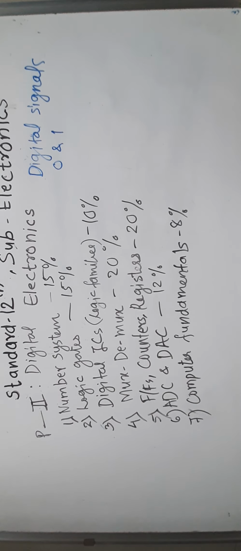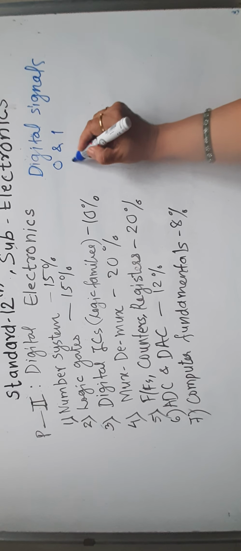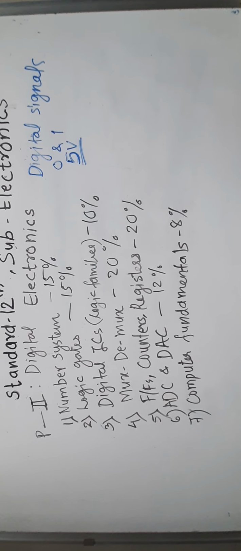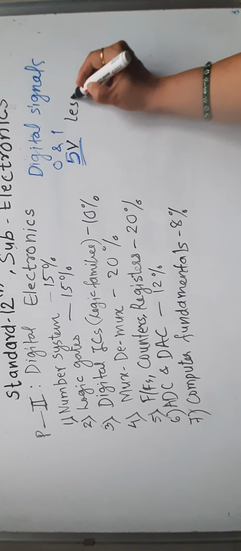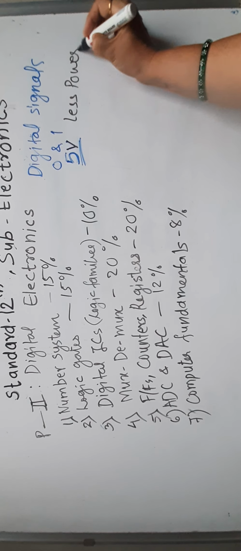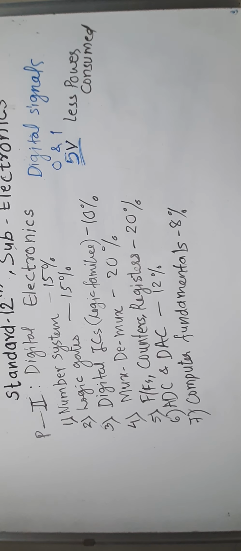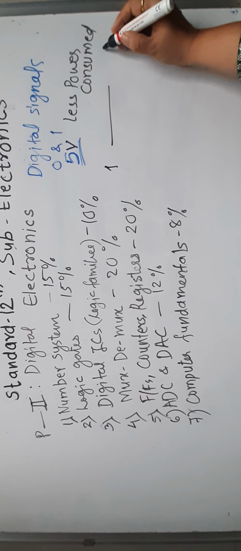Digital signals are very important because they require very low signals. Low signals means they are operated on just a 5-volt supply. Most of the digital circuits are operated with a 5-volt supply, so it requires less supply. That's why there is less power consumption. Less power is consumed.